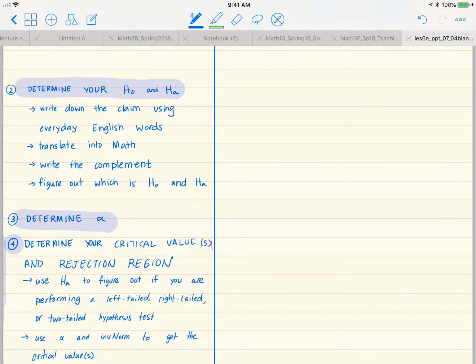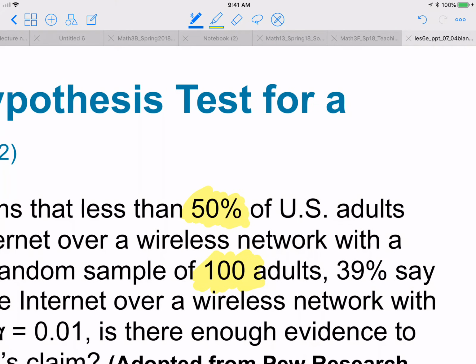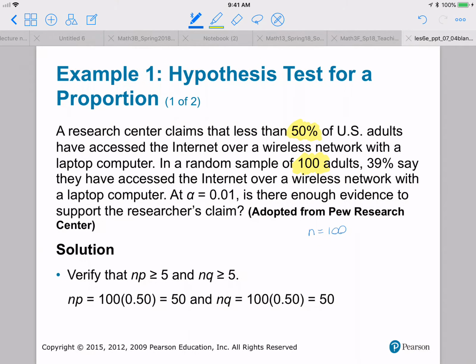Now, determine your H naught and your HA. Write down the claim using everyday English words. Let's see here. What is my claim? The claim is, a research center claims that less than 50% of U.S. adults have access to the internet over a wireless network with a laptop computer. So this is a lot to write down, so I'm going to simplify it, truncate it into less than 50%.